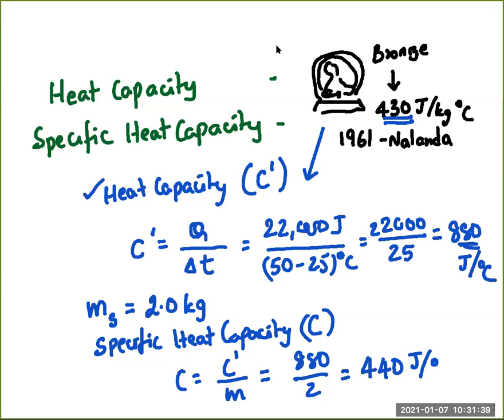It's written this way. You can write it as joules per degree Celsius kilogram or as joules per kilogram degree Celsius. And that value of 440 joules per kg degree Celsius, which is its specific heat capacity, is pretty close to the specific heat capacity of the bronze made in that era by that particular metallurgist. So therefore, that gives us a clue that this bronze statue could have been the same bronze statue that went missing from the Nalanda Museum in 1961.